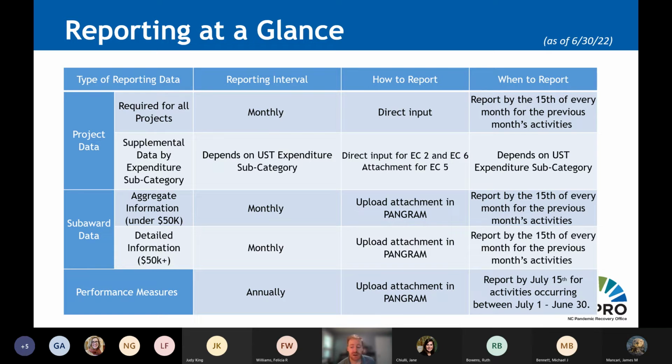And then finally, there are performance measures. There's performance reporting that's required for SFRF. For this first year of performance reporting, we're going to start at the end of September, rather than what will be, moving forward, a mid-July reporting date. This is because NC Pro has an annual performance report due to U.S. Treasury at the end of July each year.